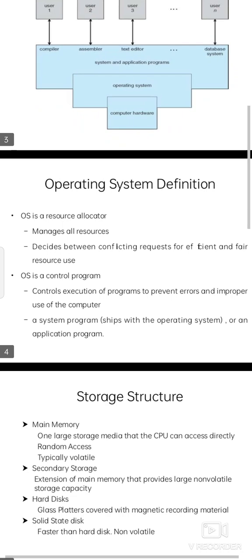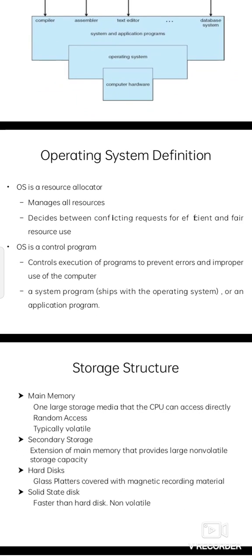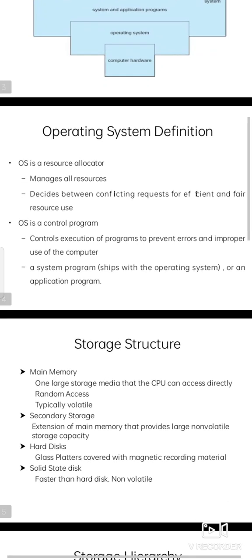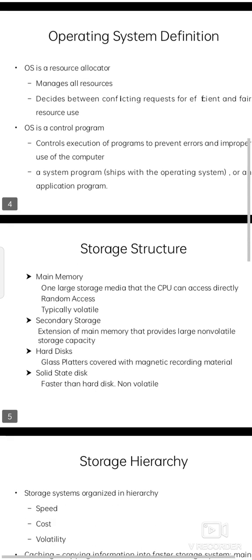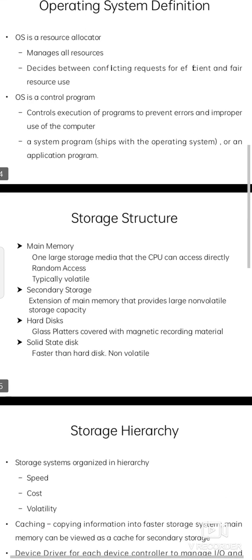Also, it is a control program. It manages and controls all the parts of the computer. It controls the execution of programs to prevent errors and improper use of the computer. So finally, an operating system is a system program, or an application program, which is used to connect the user and the hardware.